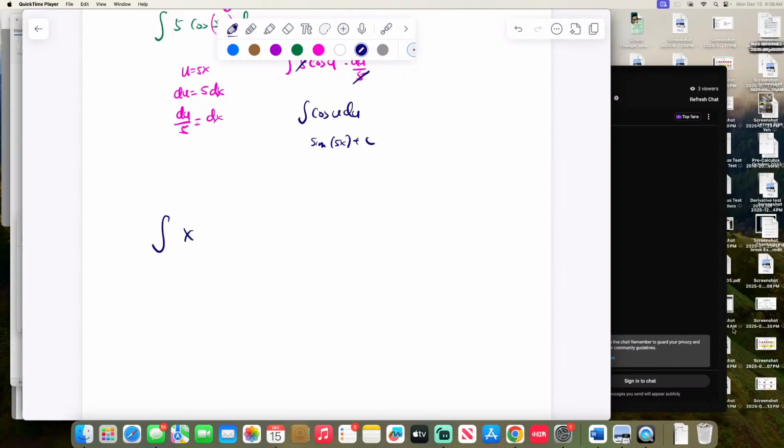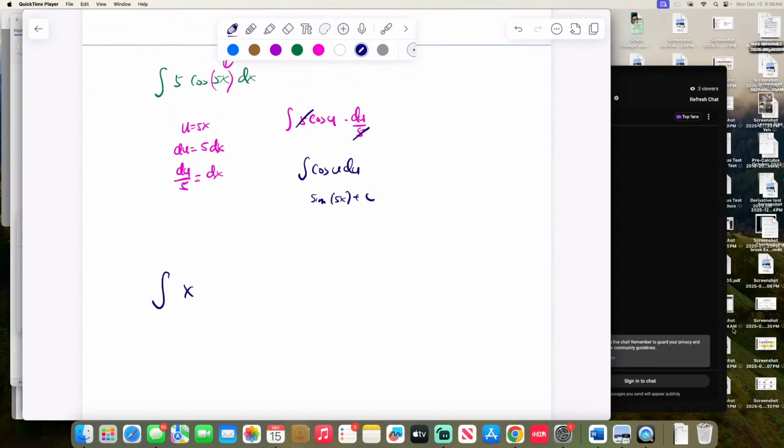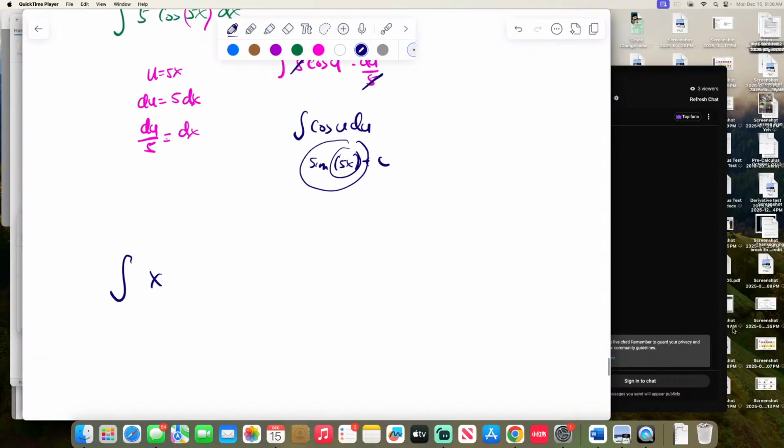Miss J, wouldn't the u become like a separate thing when doing the layers? So there, if you have cosine of 5x times the derivative of 5x, yeah, it's 5. Now remember, a constant can be taken outside. In this case, what is the constant? It can be taken outside.